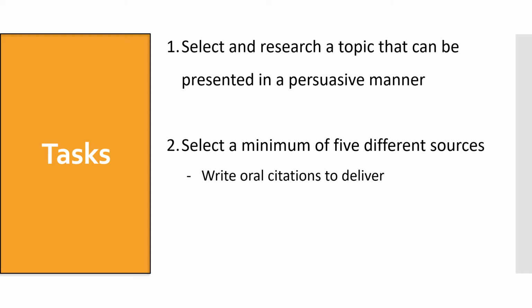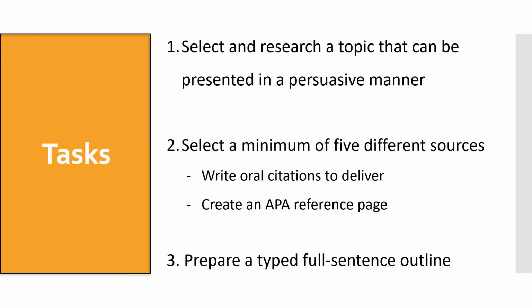Also, as you find sources, you should be putting together your APA reference page. As always, you should be checking Purdue for the most up-to-date formatting for these APA citations. Once you have these sources, you should be able to construct a full sentence rough draft. All rough drafts submitted should have a minimum of 3 sources already included in both oral citation and APA format.